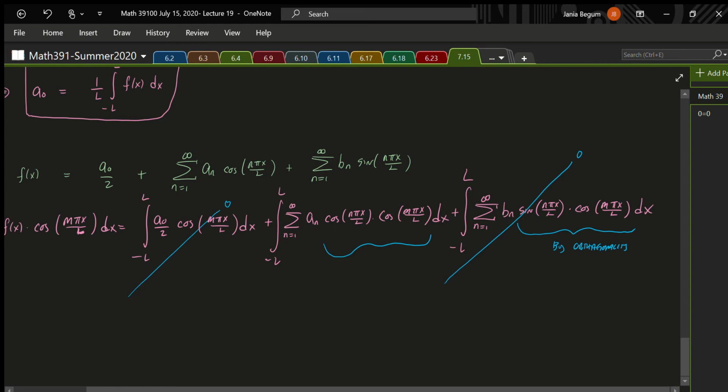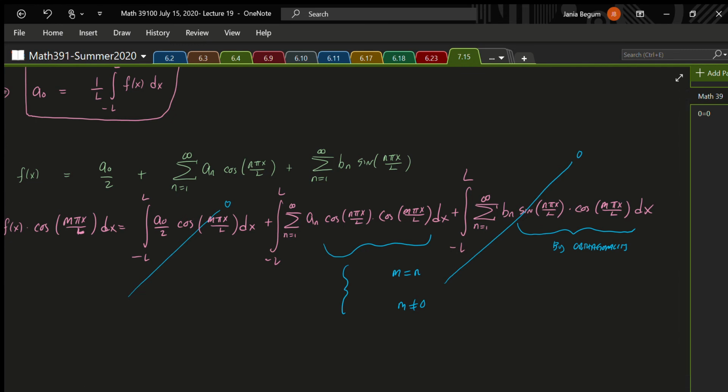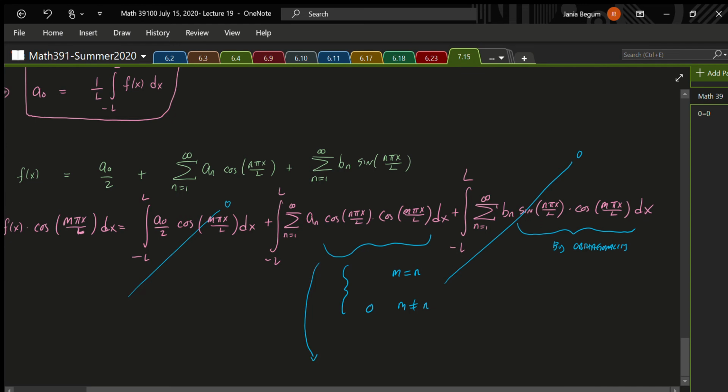So if m and n are equal, meaning if the arguments are equal, then the integral of this would look like something I'll show you in a few seconds. But if they're not equal, then they're orthogonal, so it's going to be 0. So if m is not equal to n, then that entire integral will go to 0. But if they're equal, then what you're really integrating is this.